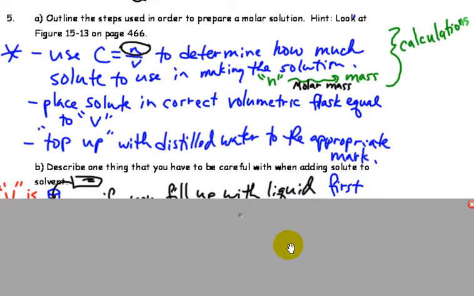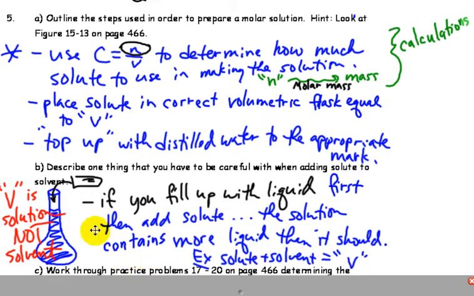One thing you have to be careful with: if you look here, here's a volumetric flask. If we fill it up with the water first, let's say we wanted to make 500 milliliters, if we fill it up with 500 mL first, then put the solute in, technically we'll have more solution than we require. Because remember, solution is solute plus solvent. So be sure to put the solute in first, then the water up to the appropriate mark that's required.